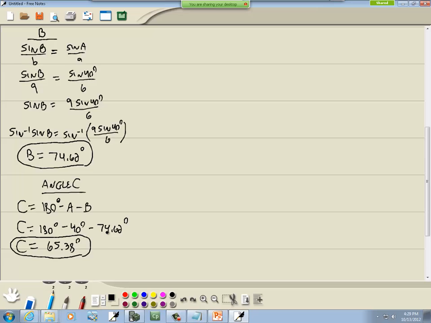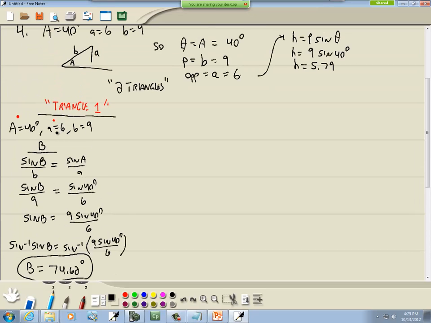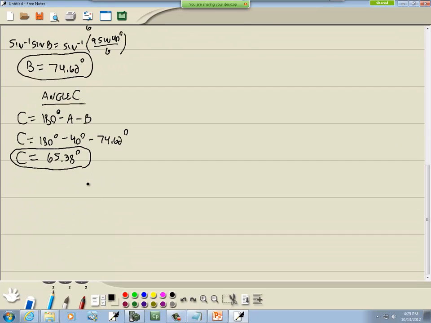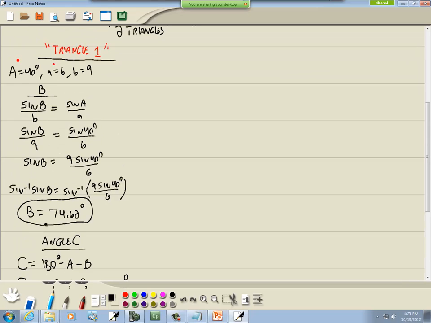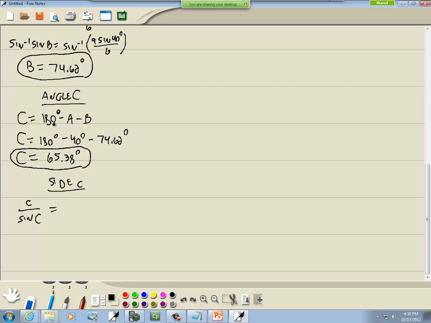Okay, so what am I missing now? Okay, I've got all 3 angles. I know side A, side B, so I need side C. So we're going to use c over sine C. And we want to go back to the 2 we know. We said we know the A's, so we want to go to those. So I've got a over sine A. So c we don't know.